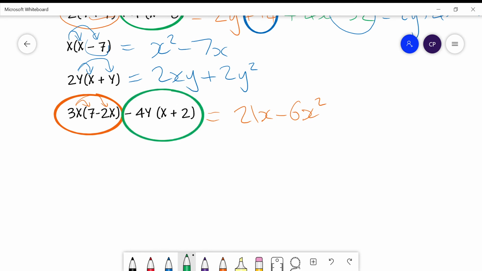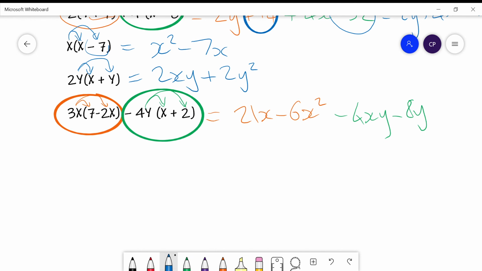So we've got negative 4y times x and negative 4y times 2. So let's do that. So a negative times a positive is negative. 4y times x is just going to be 4xy. We can't really bring that together. Negative times a positive is negative. We've got a negative 4y times 2. So 2 lots of 4y is going to be negative 8y.